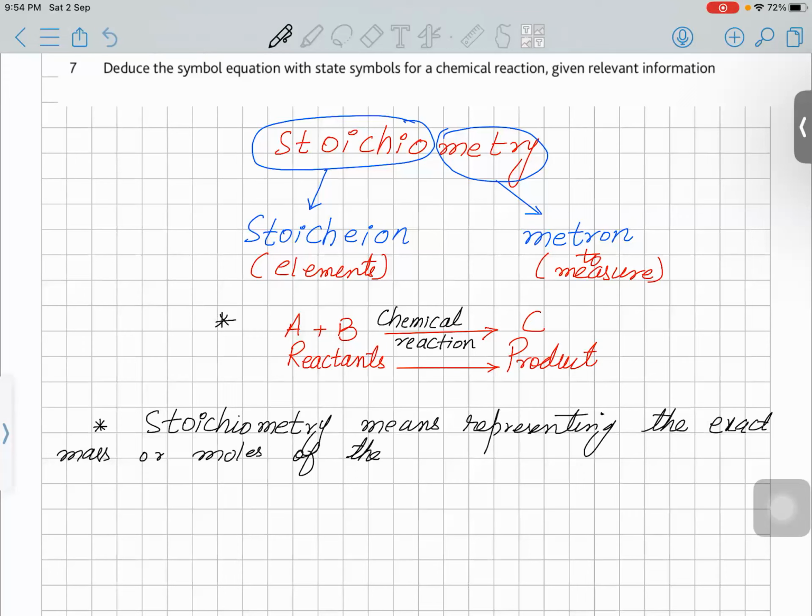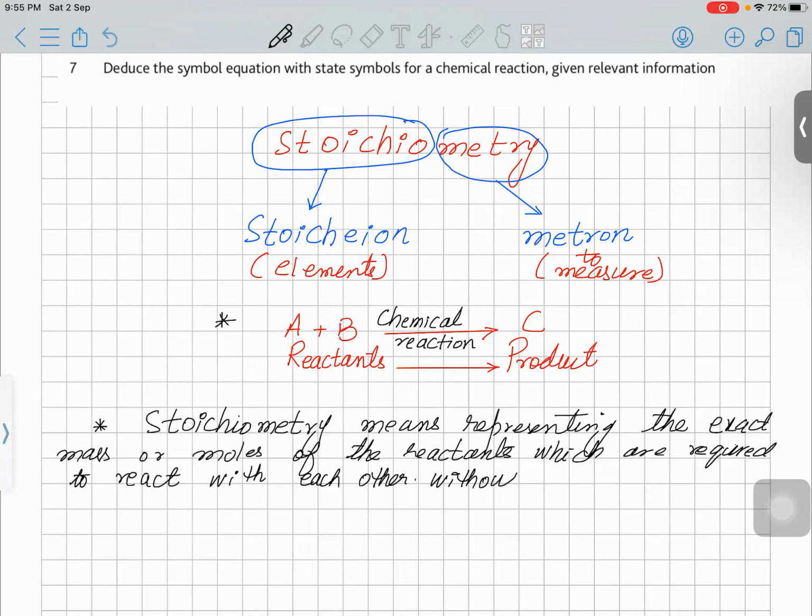Now, definition of stoichiometry. Stoichiometry means representing the exact mass or moles of the reactants which are required to react with each other without any wastage.